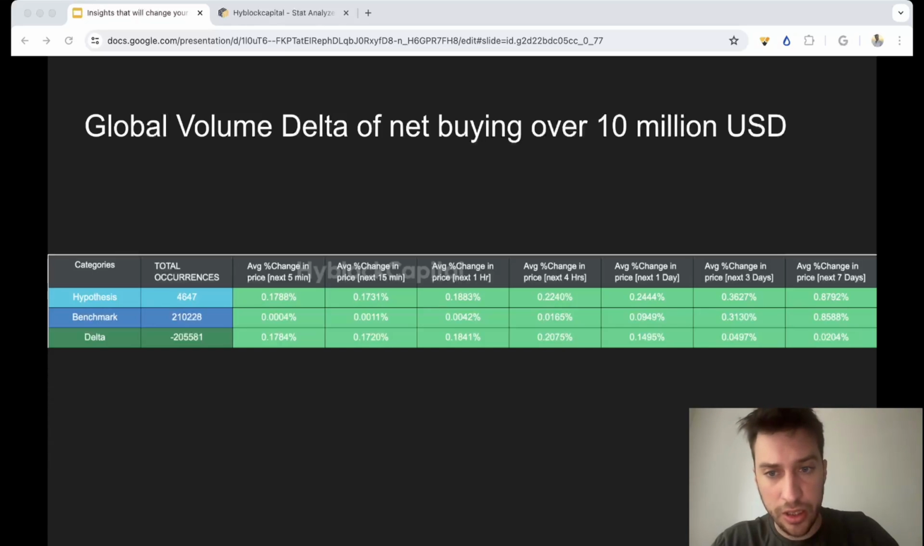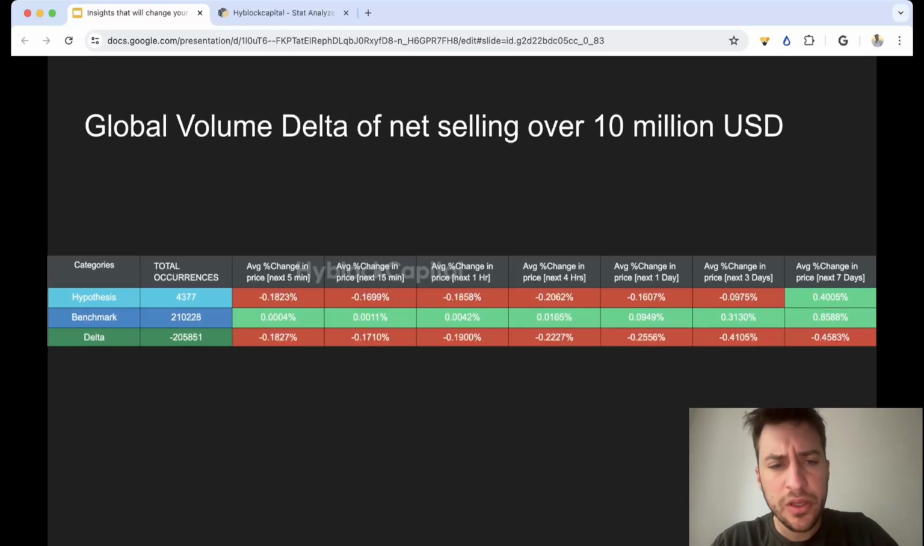So how do we get an edge here? Because I did promise that. So what I can say is when a lot of people are selling and when those sells are over 10 million, in the short term, you have a very, very good chance of making money if you sell as well. It's so weird that the data presents itself in this way.